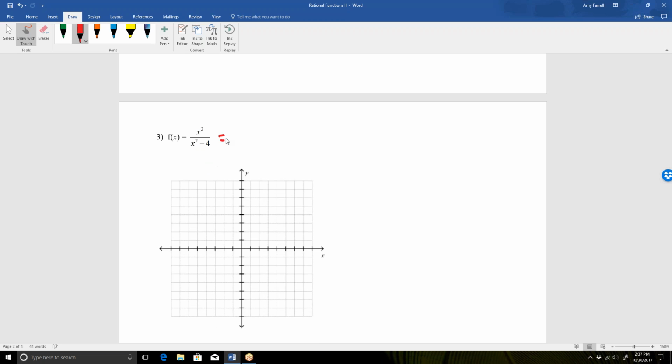I do not have any common factors again. And my denominator does factor. It's the difference of squares. It factors as x plus 2 times the quantity x minus 2.